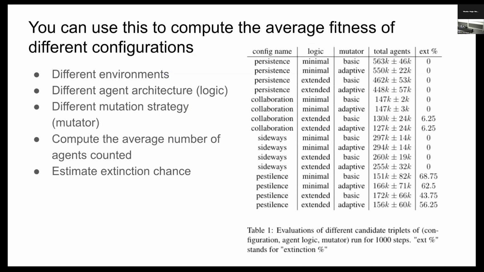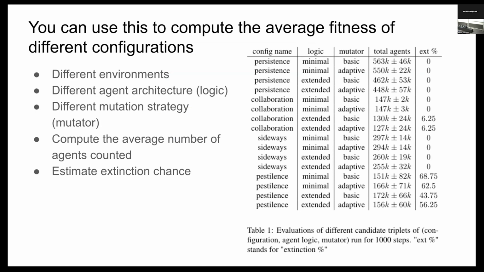For example, you can use this to compute the average fitness for different configurations. Here I'm showing different environments, which is the config name on the left, different agent architectures, in this case the deep neural network implemented by your cell, or different mutation strategies, so adaptive versus simpler, static ones. You can also compute the average number of agents and also estimate the extinction chance, which is the one I focused on the most in this paper.